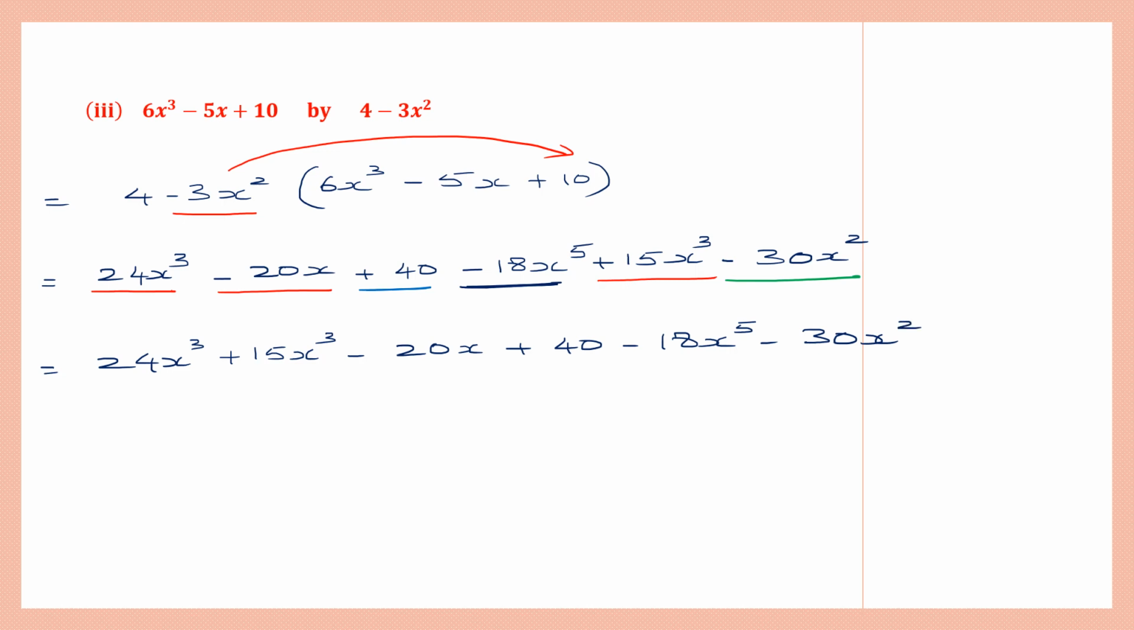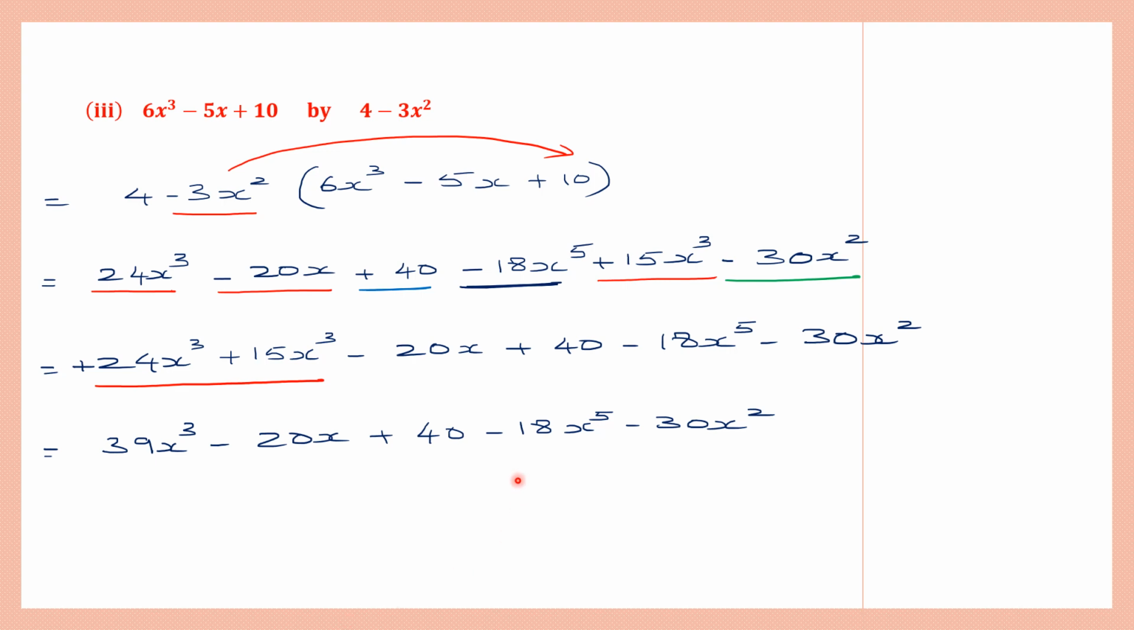So now let's work out 24x cubed plus 15x cubed. Signs are the same. So we add up 24 plus 15 is 39x cubed. Then we have minus 20x plus 40 minus 18x to the power of 5 minus 30x to the power of 2. So whenever we have an answer like this, we start with the biggest part.